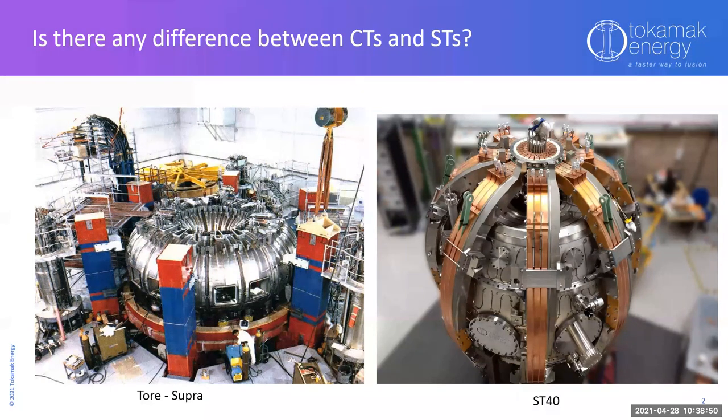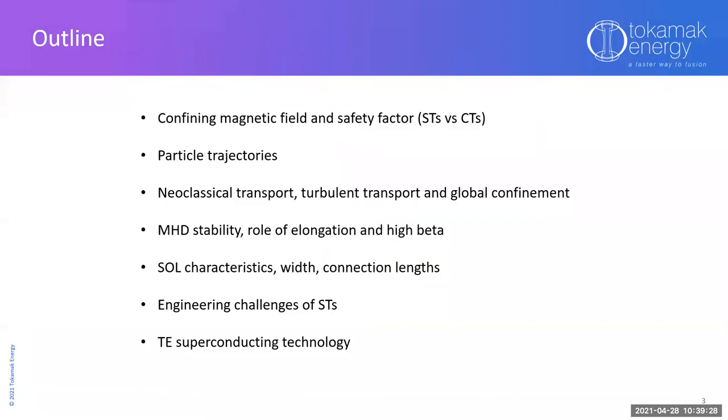You see already in the picture, the shape is very different. On the left-hand side, you have Tore Supra, which is a conventional tokamak. I chose this picture because in the past, I also worked at Tore Supra, and it was nice, a circular cross-section tokamak, say medium size. On the right-hand side, you have ST40, of which I will speak at length later on. So the question is, what are the differences between conventional tokamak and spherical tokamak? Let me start from the very beginning.